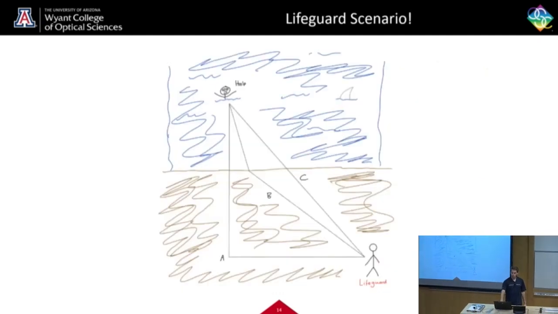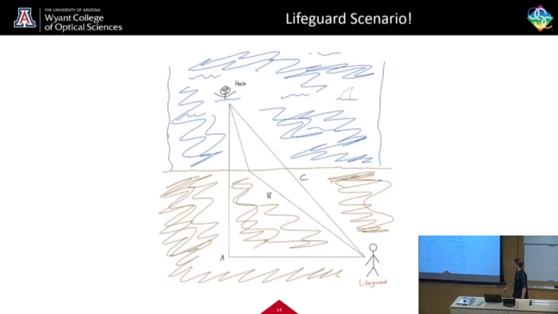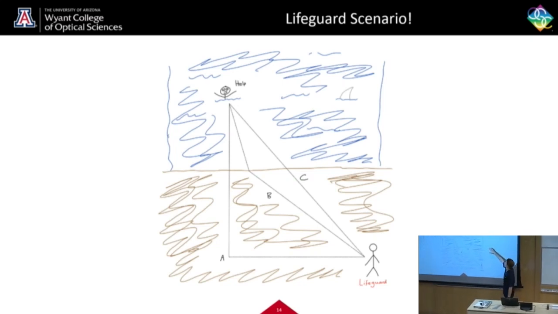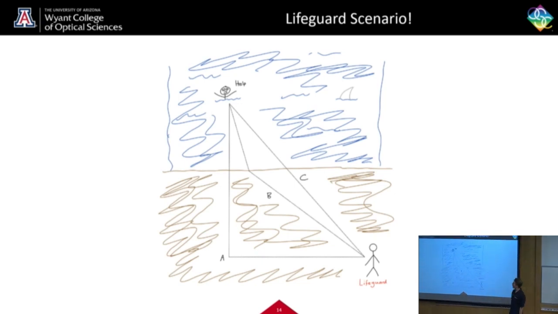And what explains this is the lifeguard scenario. If you were a lifeguard and there's someone out there, there might be a shark right there, I'm not sure, but anyway, they're calling for help, and we need to go save them. So what would be the quickest way to get to this person? I want you to think about that just for a second.